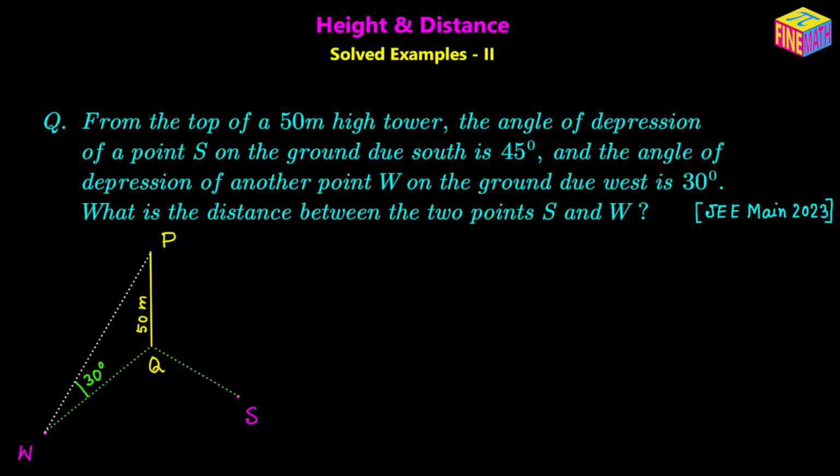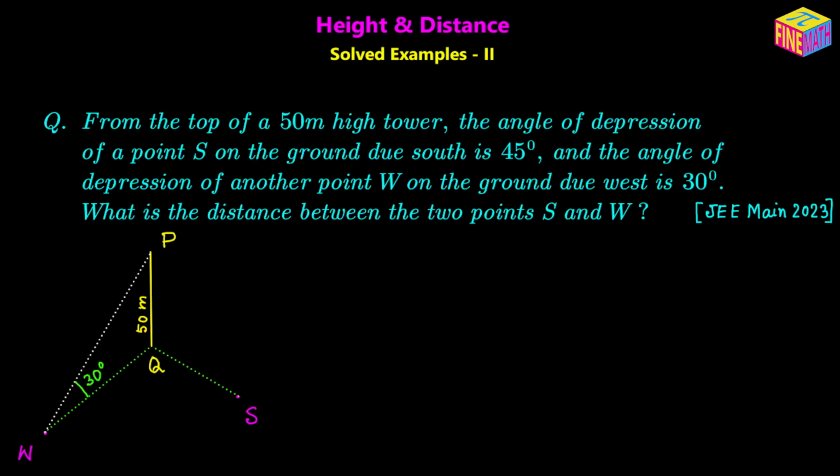Now I have noted the angle of elevation here, but the question says angle of depression. Because it is a 3D kind of diagram, I thought showing the angle of elevation would be easier, so I am showing it in terms of angle of elevation. But we know that the angle of elevation of the tower from this point will be equal to the angle of depression of the point from the top of the tower, that we have learnt in the first video. So even though the question says angle of depression, that will be equal to the angle of elevation as long as we are talking about the same top of the tower and the same point on the ground.